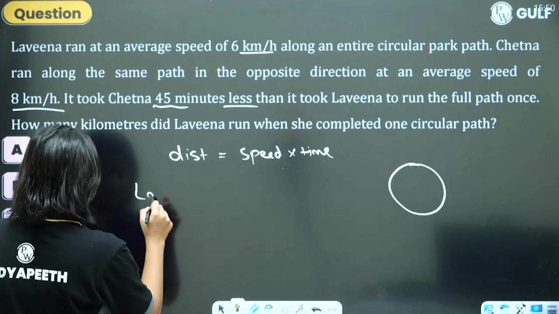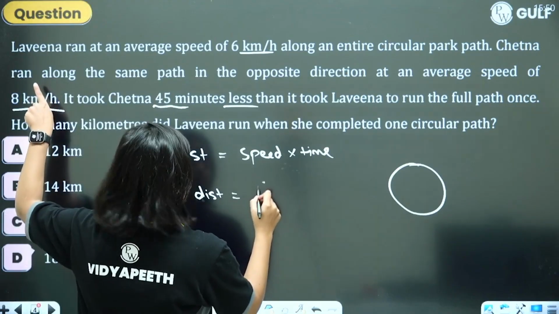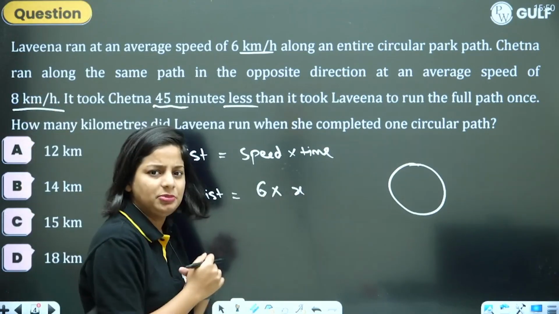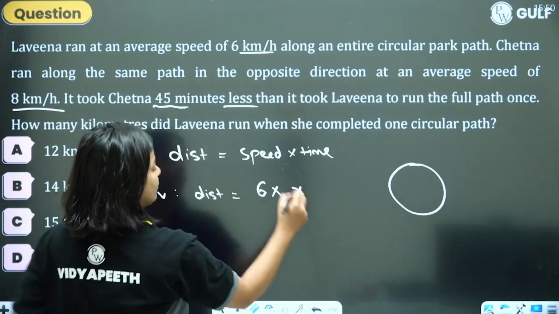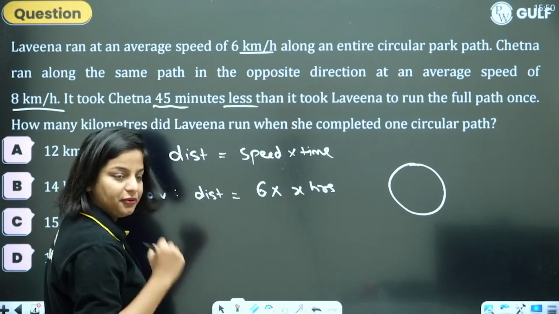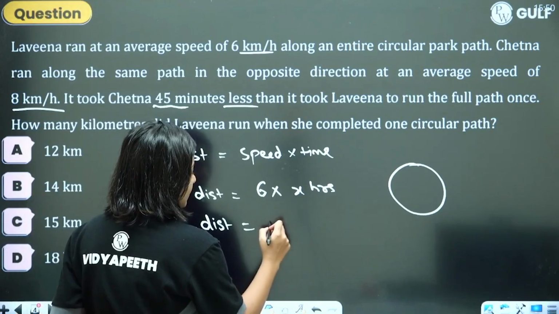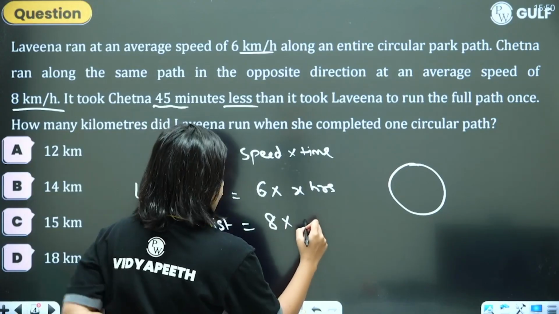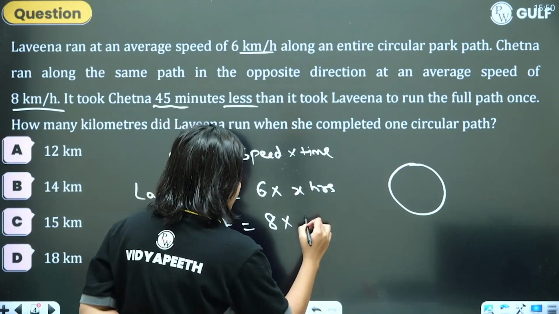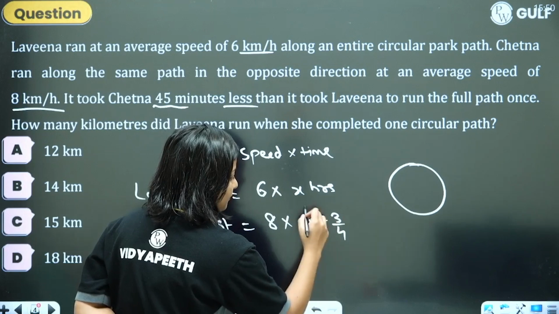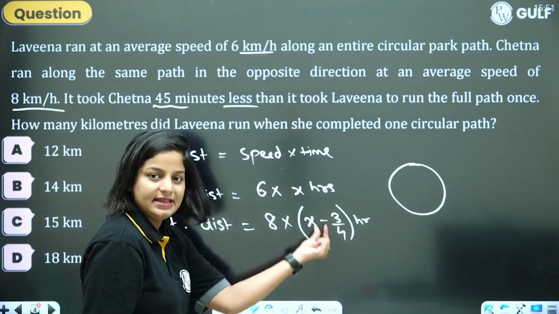For Lavina, what is the distance? Speed is 6 and the time taken by her, let us take as x hours, since the unit is hours. And for Chetna, the distance will be 8 into 45 minutes less. Now 45 minutes, if you convert it into hours, 45 by 60, that's 3 by 4. So 8 into x minus 3 by 4. 45 minutes less, that is reduced.